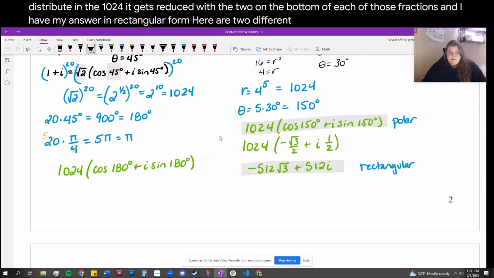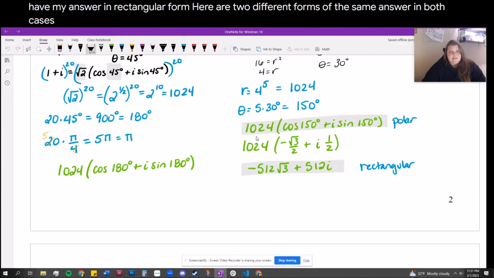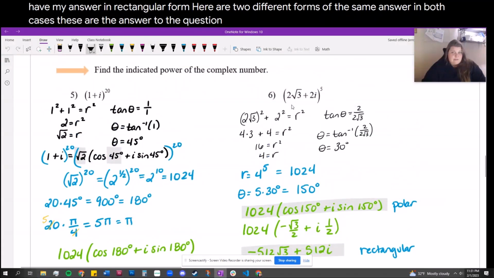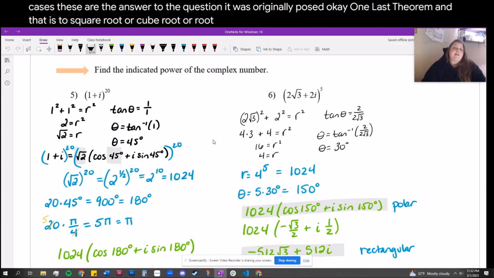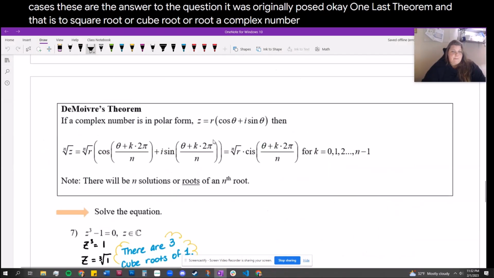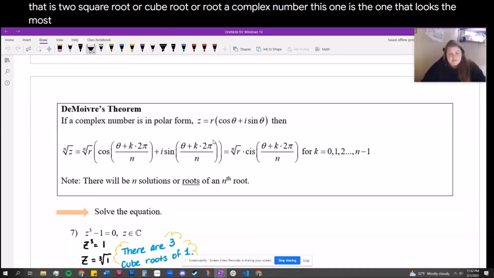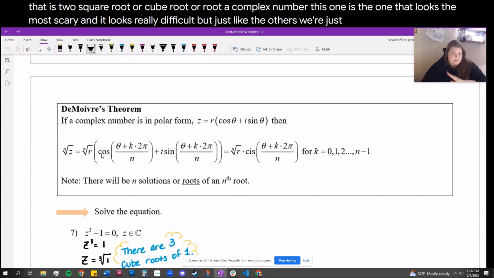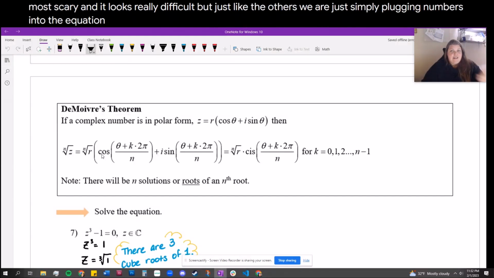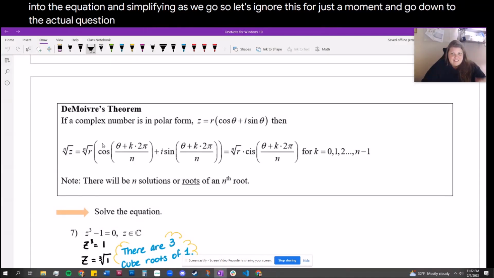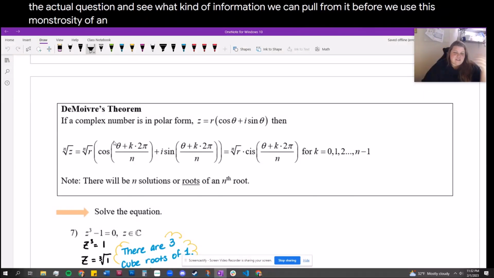Here are 2 different forms of the same answer. In both cases, these are the answer to the question that was originally posed. Okay, one last theorem, and that is to root a complex number. This one is the one that looks the most scary and looks really difficult, but just like the others, we're just simply plugging numbers into the equation and simplifying as we go. So let's ignore this for just a moment and go down to the actual question and see what kind of information we can pull from it before we use this monstrosity of an equation.